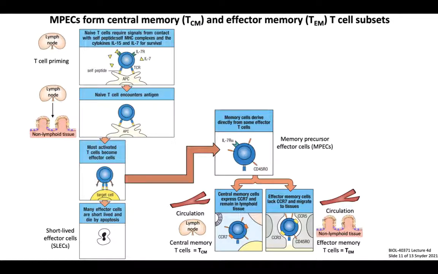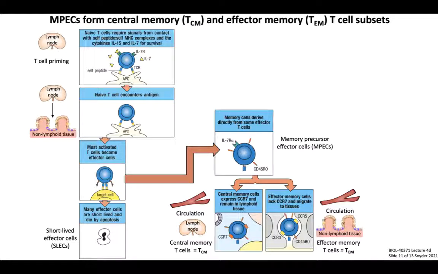MPECs in humans express a surface marker called CD45RO in addition to the IL-7 receptor and can form a few different subsets of memory T cells. The first are central memory T cells, which express the chemokine receptor CCR7. Remember, this CCR7 is the same chemokine receptor expressed by activated APCs that allows them to home to the T cell zone of secondary lymphoid organs. So CCR7 expression on memory T cells therefore recruits these cells to lymphoid tissues. So central memory T cells are specifically found both in the circulation and in secondary lymphoid tissues, where they are retained after restimulation with a secondary infection.